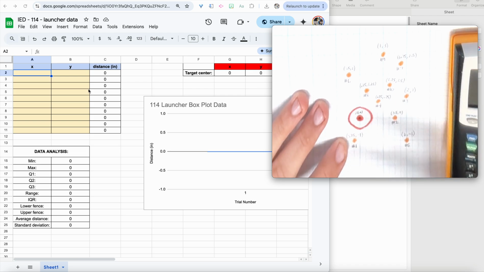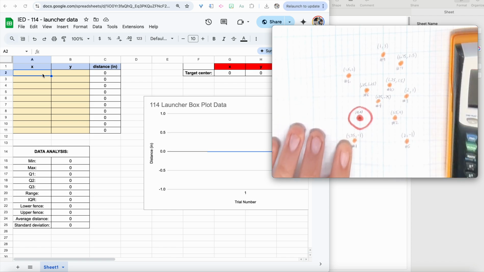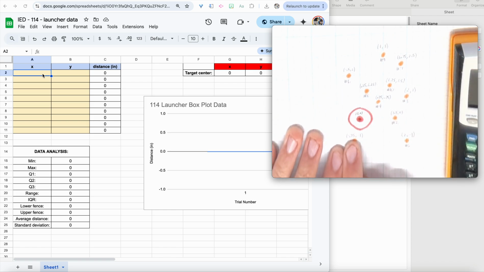Now what you could do is totally get a ruler, and then you could determine that distance just from measuring it. However, the point of this activity is that we're going to determine that geometrically. So we're going to take this x as well as this y value, and we're going to put that in here.